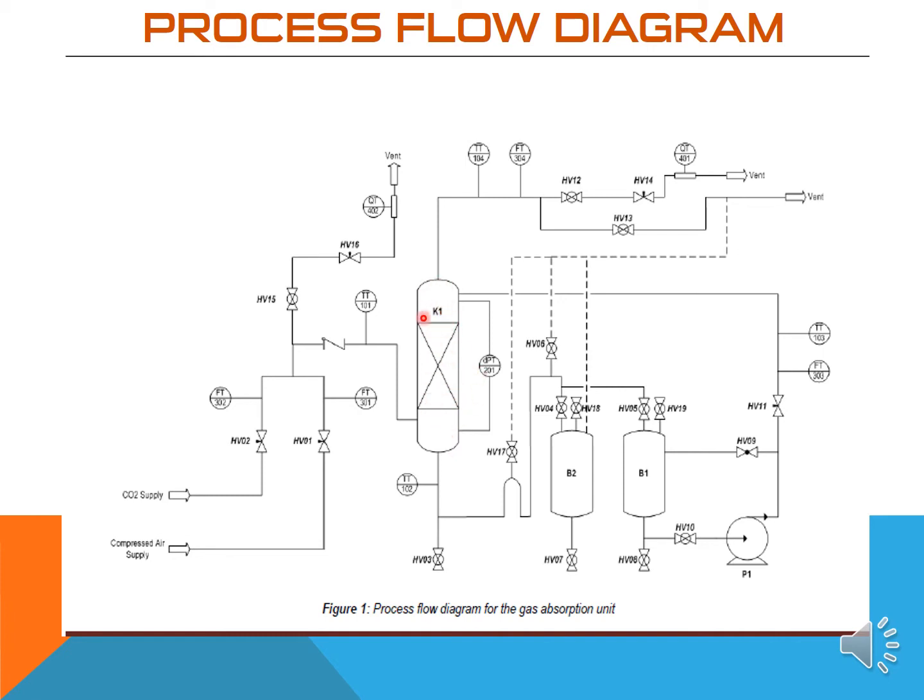Effective column height of the column is 1500 mm. The third one is the centrifugal pump in the gas absorption unit, a centrifugal pump with maximum delivery of 60 lpm at the maximum delivery height of 6.3 meter.